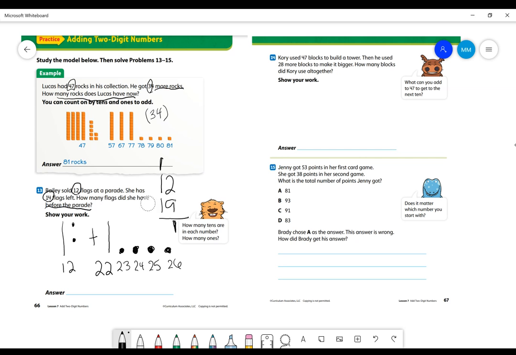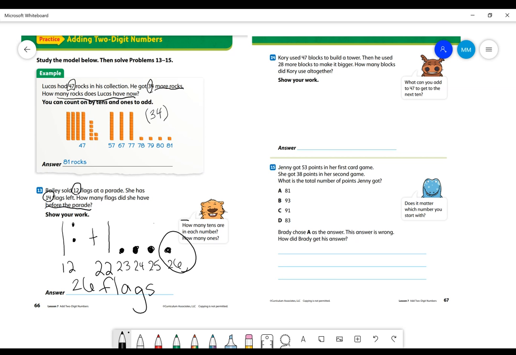So friends, when you are adding groups of tens and ones, this strategy works if you are just showing it as a picture. But if you are solving an equation that looks something like this, you always start with your ones place. So how many flags? All of that to say, how many flags did Bailey have at the end? She had 26 flags.